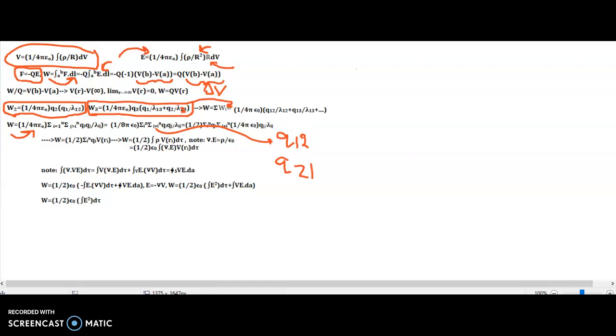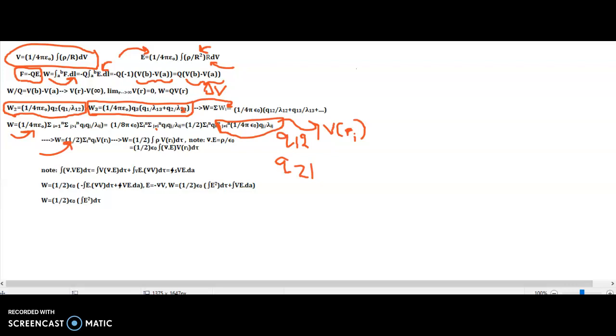Now, if I were to break up the 1/8 into 1/2 and 1/4, I can leave out a factor of 1/2, and I can bring the 1/4 pi epsilon sub naught over into the second summation, and this you should recognize as the scalar potential for the electric field over r sub i, which leads to this expression over here.